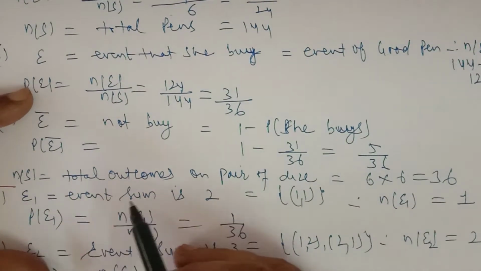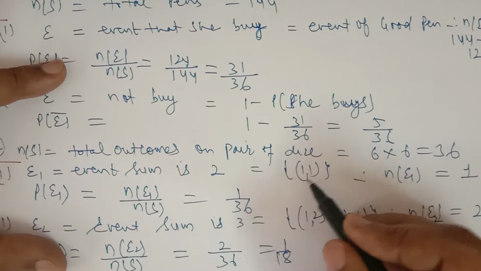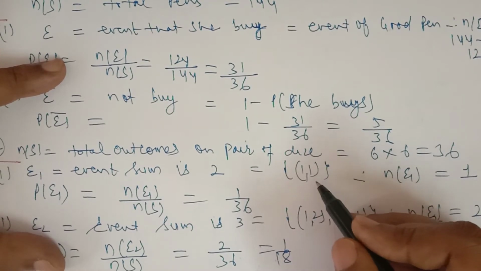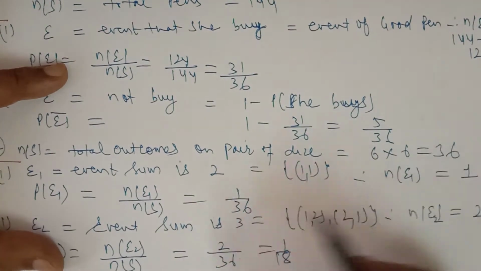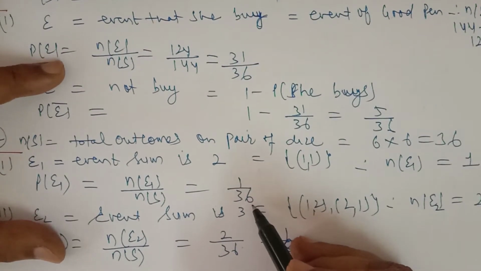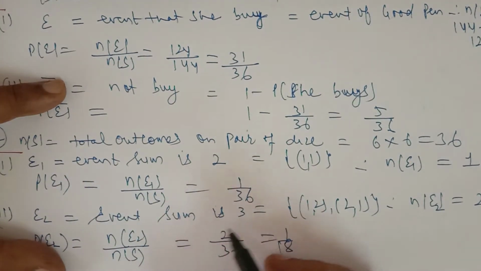So let E1 be the event that the sum is 2, and that event is only (1, 1), meaning 1 and 1 on both the dice. So the event is only 1. I have called it E1. So 1 upon 36 is the probability of getting a sum of 2. Now let E be the event of getting a sum of 3.